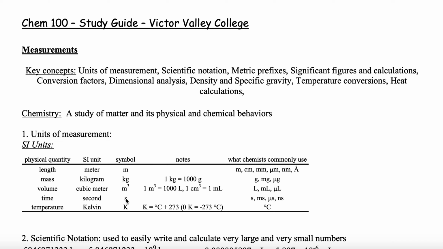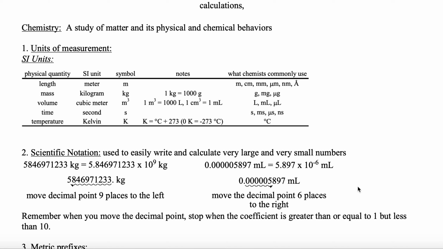Time is in seconds, and temperature in Kelvin. And that's the conversion: for Kelvin temperature, you take the Celsius plus 273 and you get the Kelvin temperature. Okay, so those are just to give you an idea what kind of units we'll be dealing with.